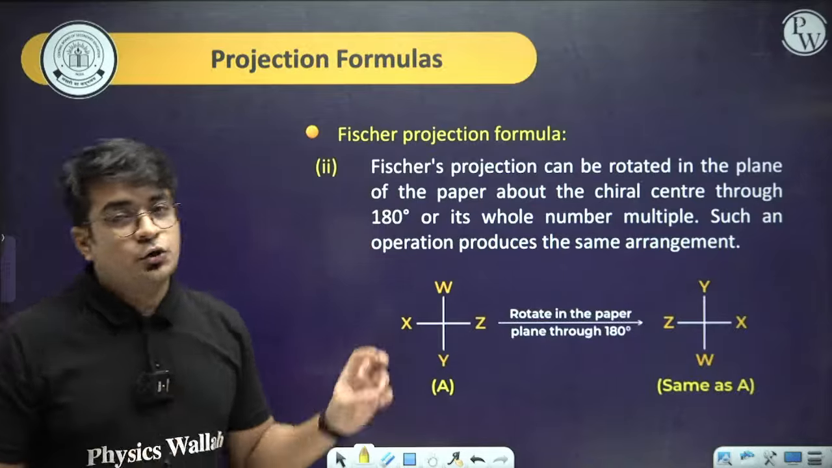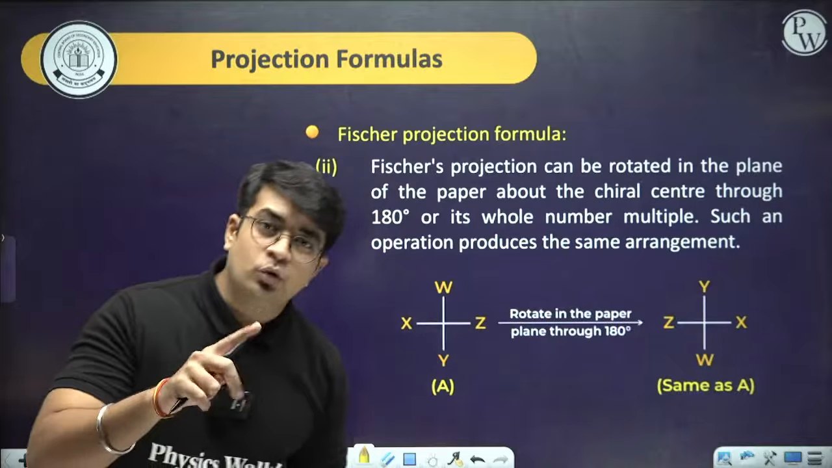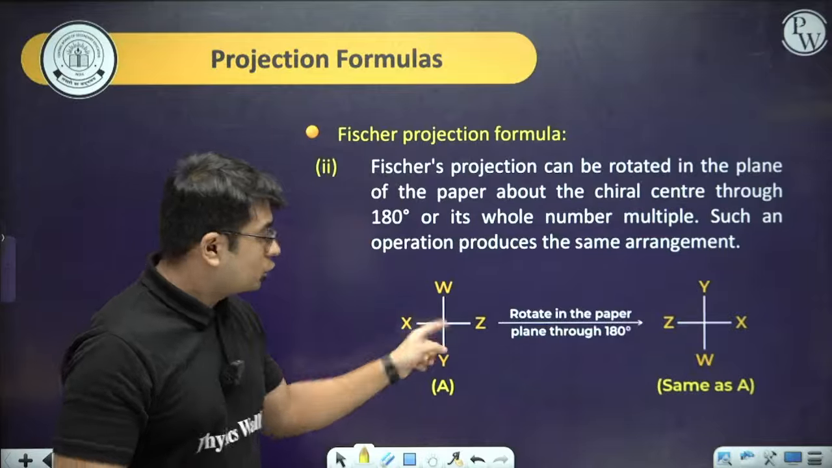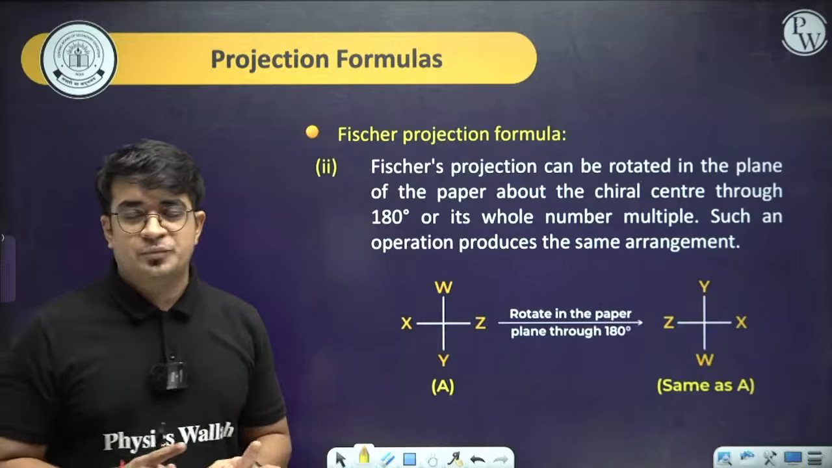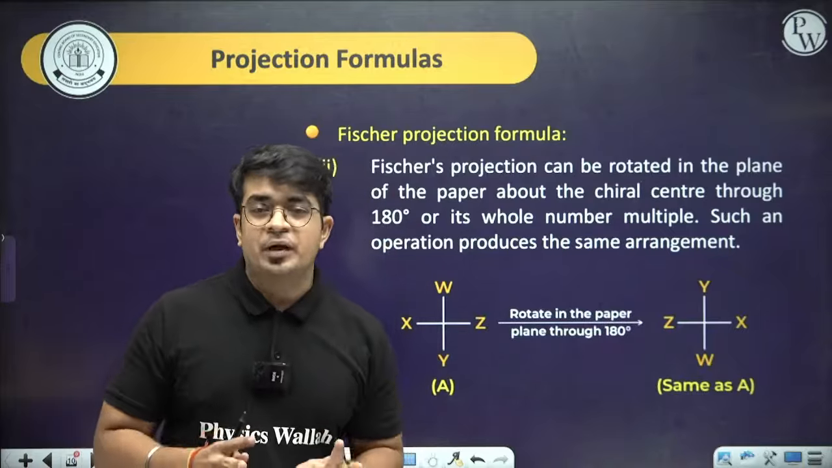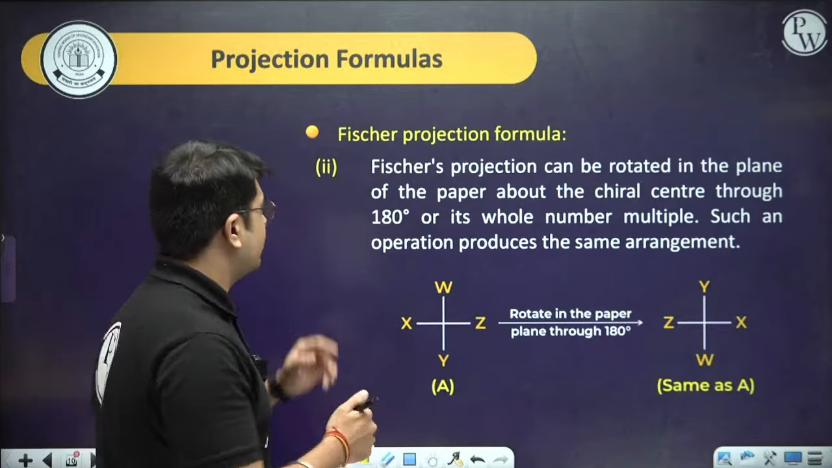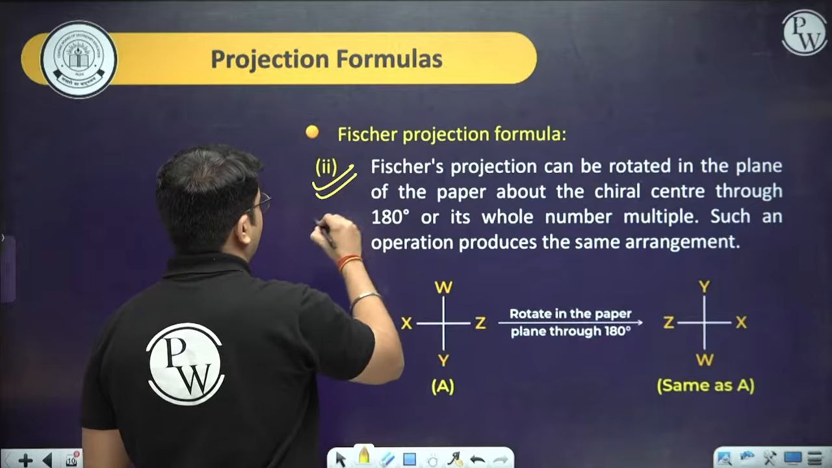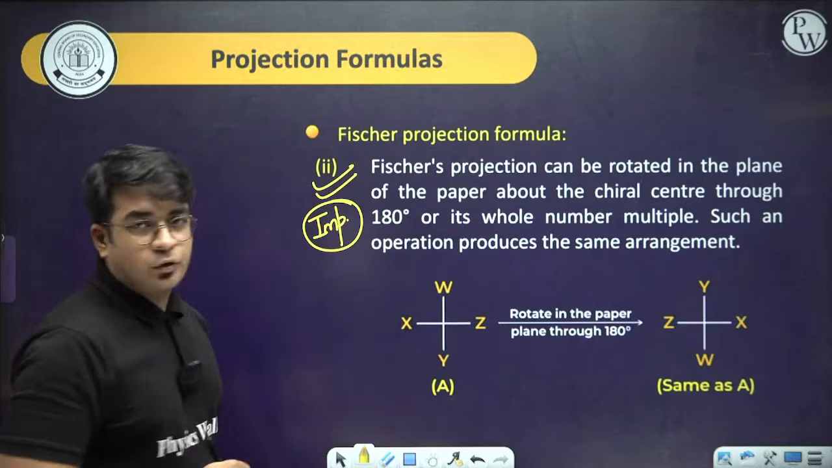It means you can entirely rotate the molecule by 180 degrees, or you can do 2 rotations of 90 degrees. You can change this part, you can change this part. These types of arrangements are actually allowed because they are going to create the same type of moiety. Okay, I hope this part is clear. This is the most important rule.